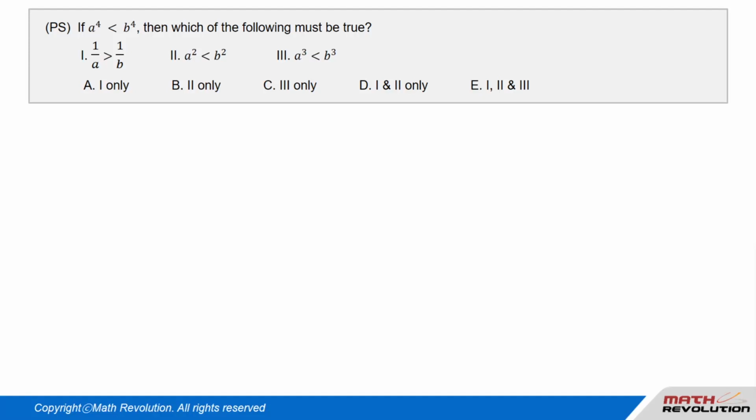Question. If a to the power of 4 is smaller than b to the power of 4, then which of the following must be true? Option 1. 1 over a is greater than 1 over b. Option 2. A squared is smaller than b squared. Option 3. A cube is smaller than b cube.